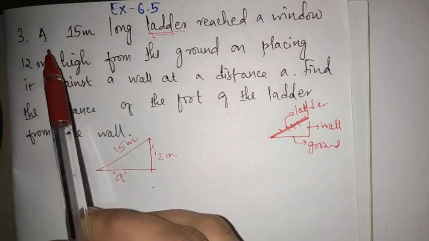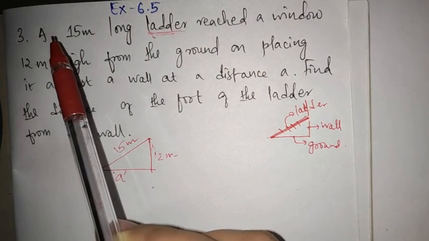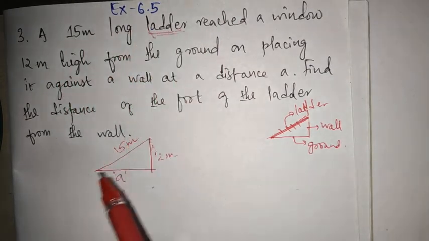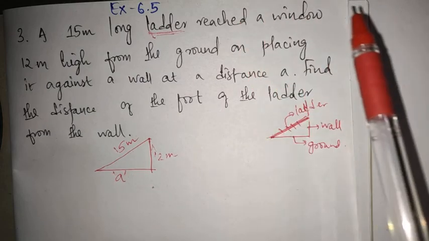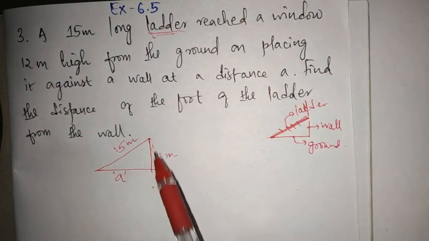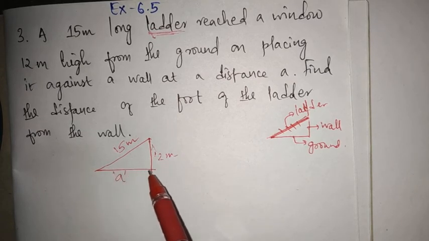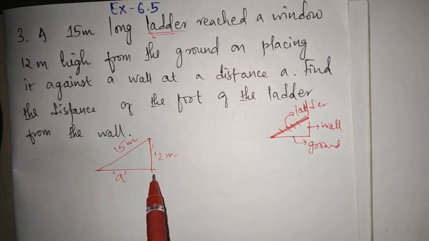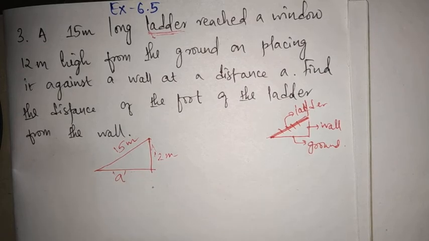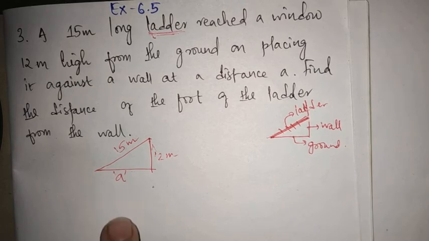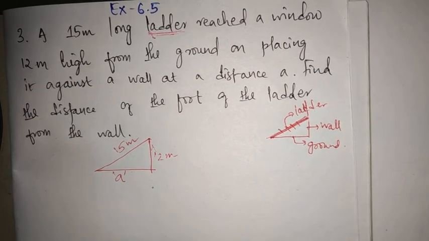So let me make this clear again. A 15-meter long ladder reached a window 12 meters high from the ground, on placing it against a wall at distance A. Find the distance of the foot of the ladder from the wall. That is, you have to find this A, which is the base.